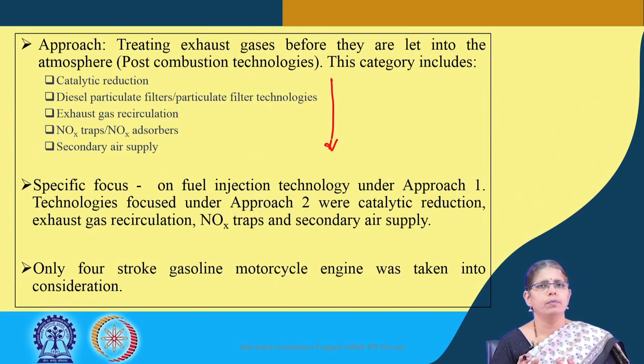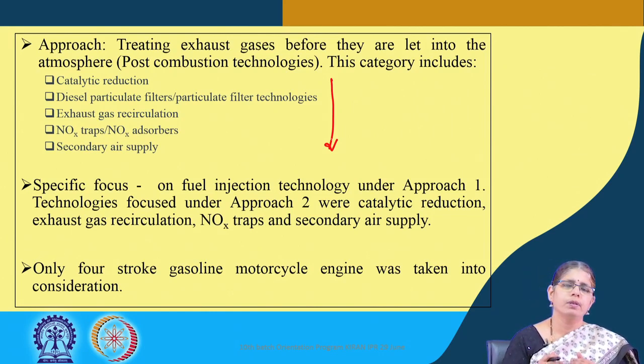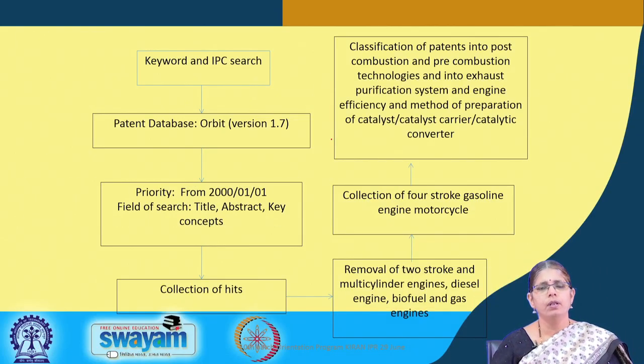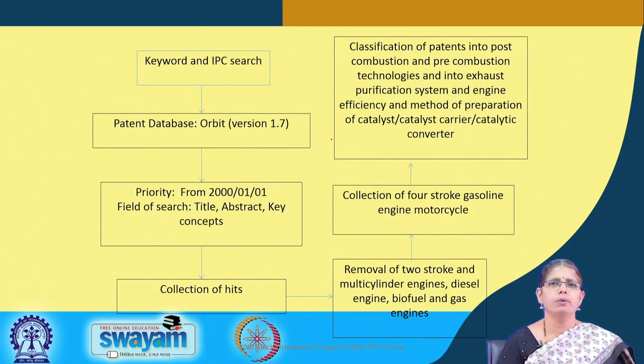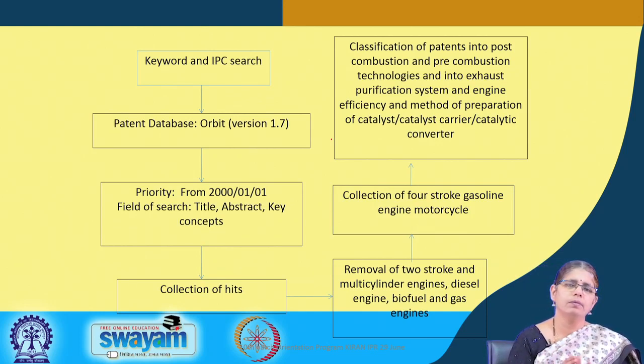So, here at this stage it is important to now look at what is the specific focus. If you are looking at approach 1 or approach 2, and in this particular case one can also look at a specific option of looking at only certain technologies. For instance, you are looking at only a 4-stroke engine, so this is the way in which you can look at specific focus in relation to a given technology area. Once you are ready with this, you can go for a keyword and an IPC based search.